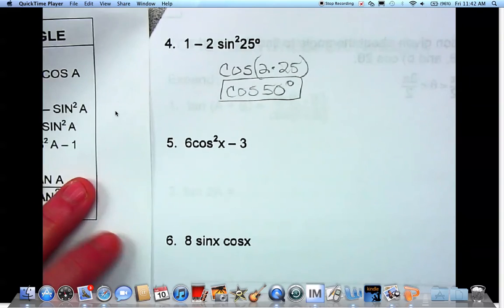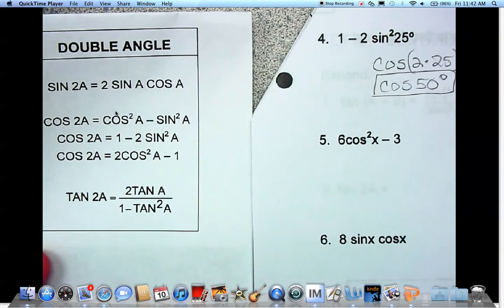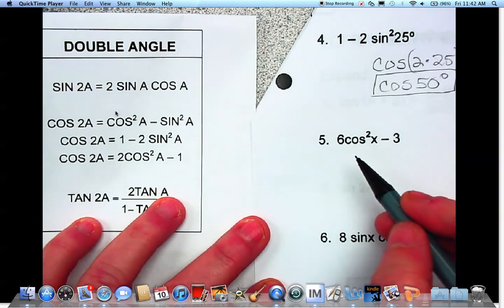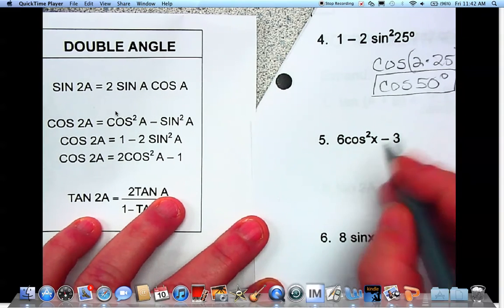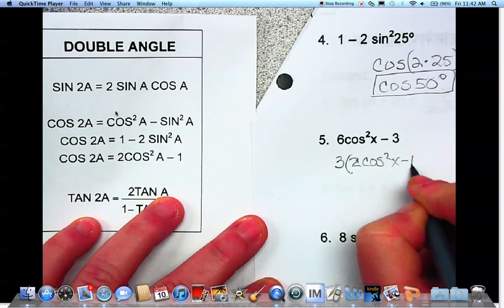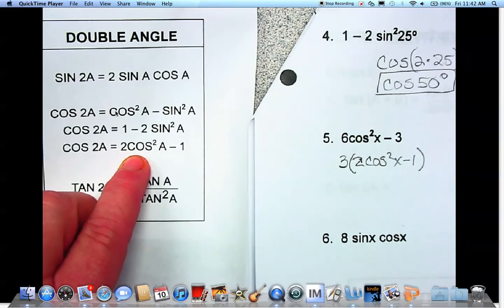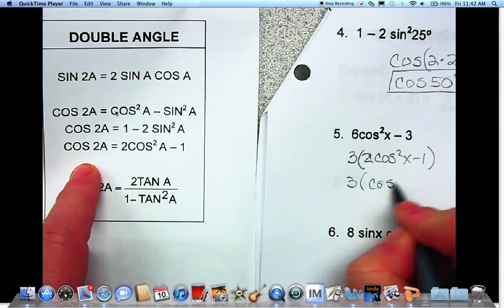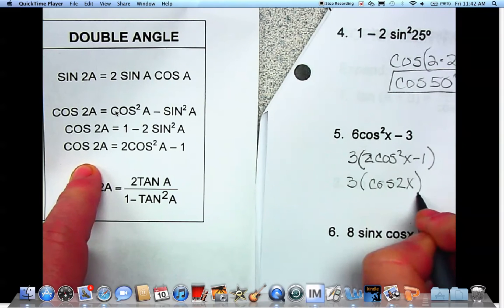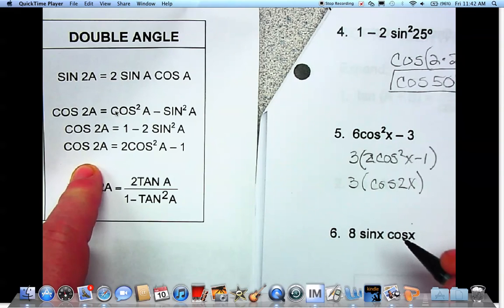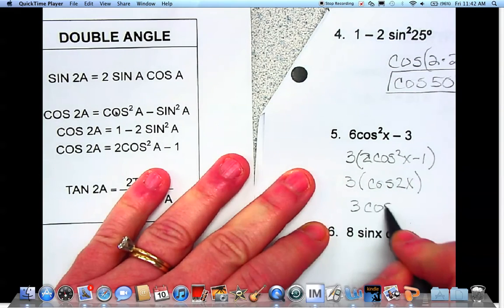Okay, now the next one looks like 1, but not quite. Which one does it kind of look like? Cosine of 2A. This one? Yeah, which could be cosine squared minus 1. 6 and 3 can turn into 2 and 1, right? So what would we factor out of here? 3. 3 parentheses 2 cosine squared x minus 1. Now that looks like the identity, doesn't it? So we'll have 3 parentheses cosine of 2x. X is your A here. That's it, but we'll just write it without the parentheses.